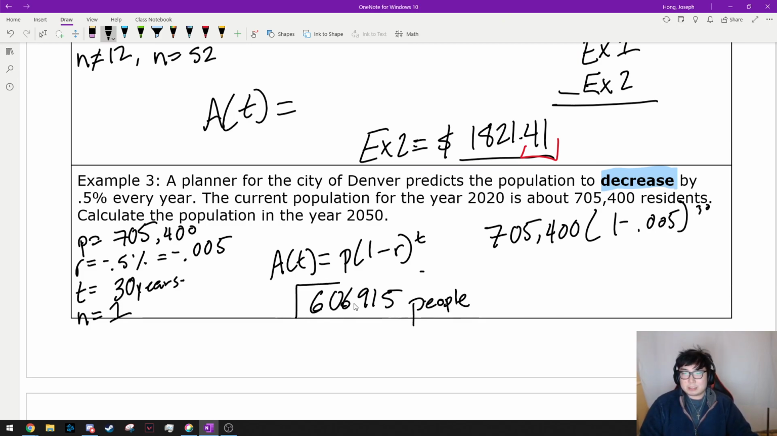And that has to make sense too, because I'm saying that there's going to be less people in the year 2050 than the year 2020, which is the present time of the question. So this makes sense.